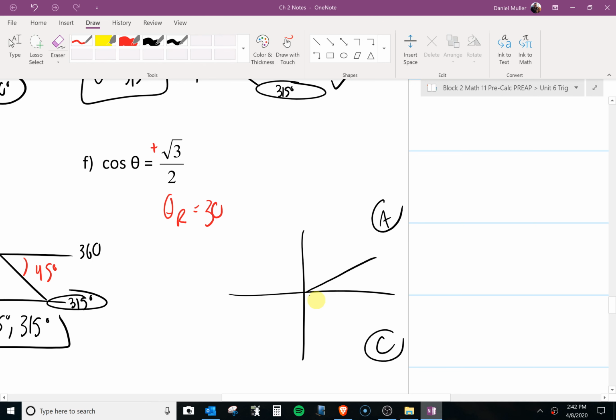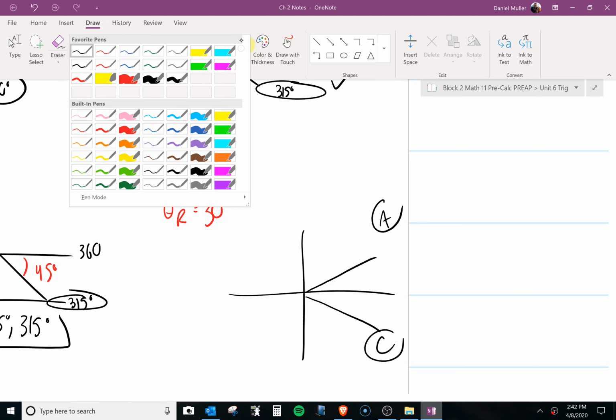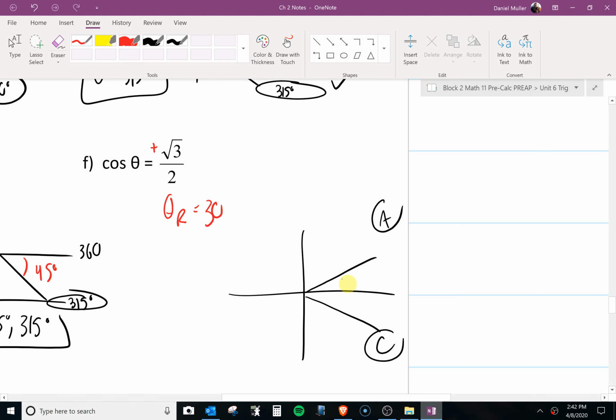And I've got some angles here, and I've got a reference of 30 degrees. So this is a reference angle of 30 degrees. This is a reference angle of 30 degrees. So what are my actual angles now?